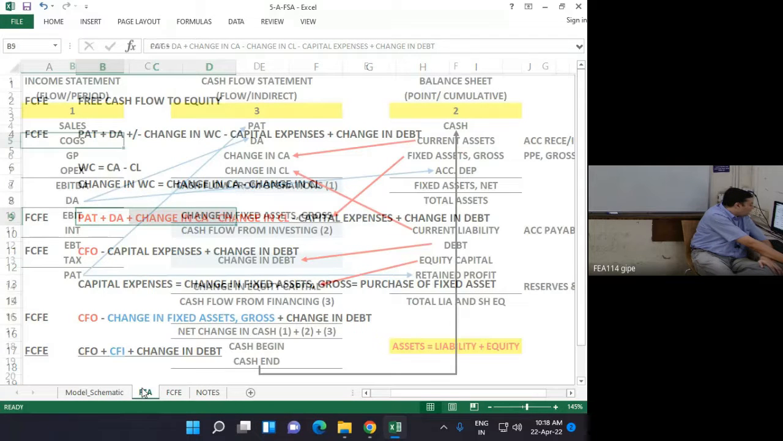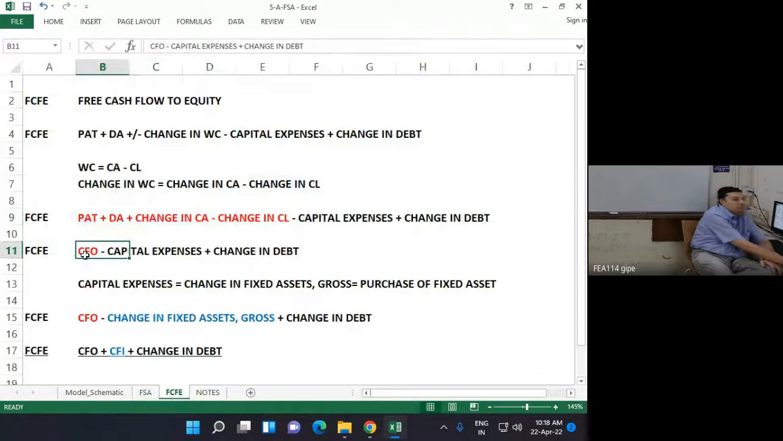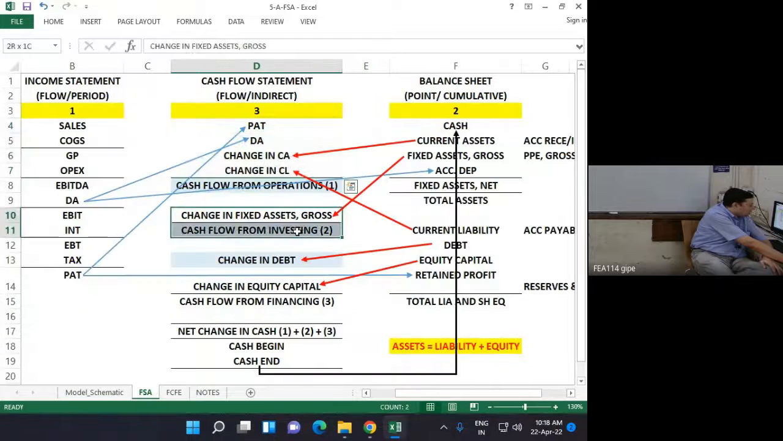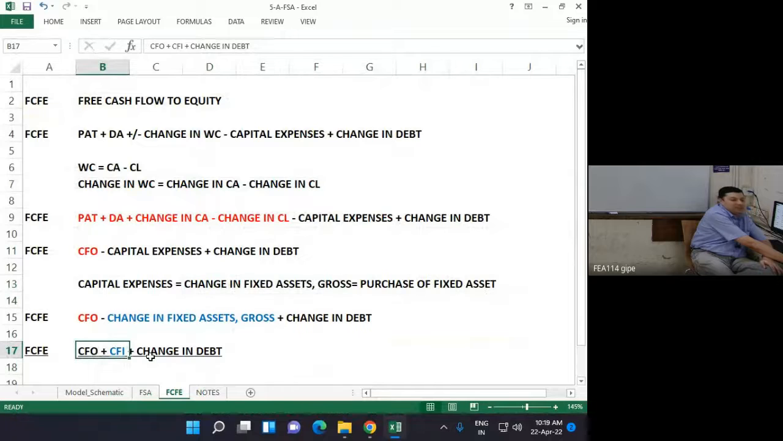If you go to the FSA, post 4 items: PAT depreciation, change in current asset and current liability, nothing but CFO. तो ये 4 आइटम लिखने के जगह CFO लिख दो. Minus capital expense. Capital expense is also called as purchase of fixed asset, also known as change in fixed asset gross. The change in fixed asset gross is nothing but cash flow from investment. So the formula is revised to CFO plus CFI plus change in debt.